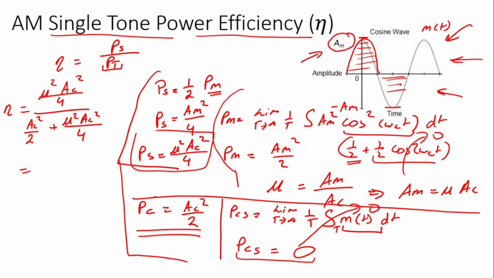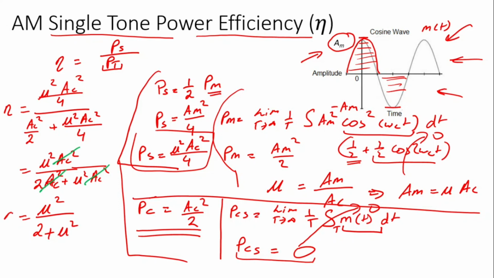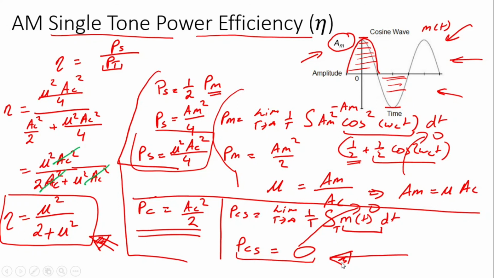Now if we multiply and divide by 4, we would have mu square AC square over 2AC square plus mu square AC square. Now herein we can cut off this AC square, so we would be left with mu square over 2 plus mu square. So this is the power efficiency of a single tone. Note that this result is only valid for single tone, because we can make this term equal to 0 only in single tone. But if it is not the case, then maybe there will be some value appearing, and we have to cater for that.